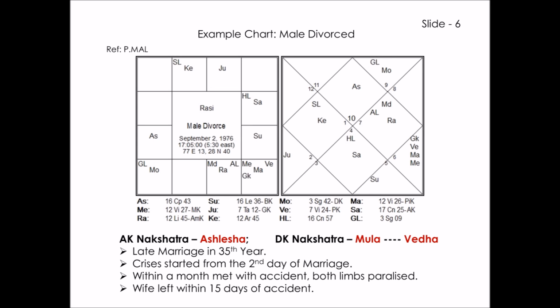He got married late in the 35th year, and the fights between the couple, arguments, started the very next day of the marriage. Within a month, he met with an accident and both his limbs were paralyzed. His wife left within 15 days of the accident. This is the result of Veda.